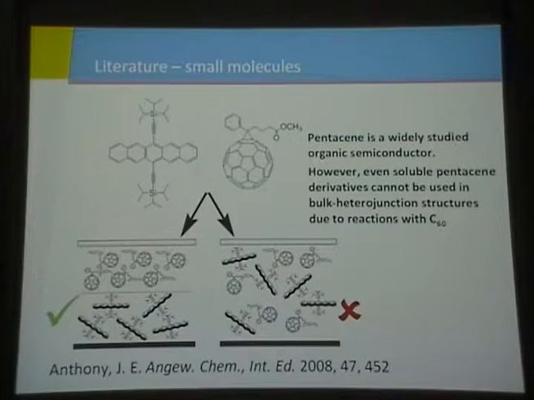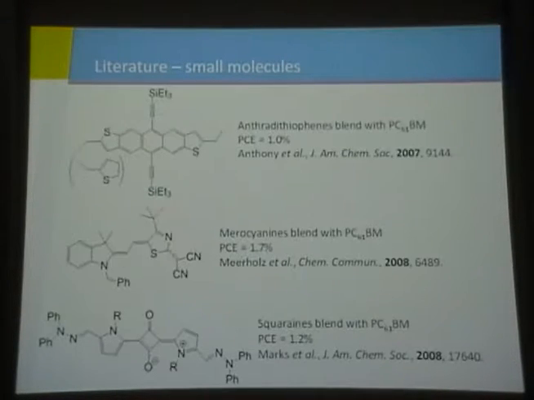Very little work has been done on soluble small molecules, and I'll go very quickly in chronological order. Again, this is the work of John Anthony on anthradithiophene with PCBM, which delivered about 1% solar cells. You may also remember the work of Klaus Meerholz with merocyanine-based dyes, with efficiency close to 1.7% or even higher in his recent papers. Tobin Marks' group has also used squaraine semiconductors with C60 PCBM, delivering about 1.2%.